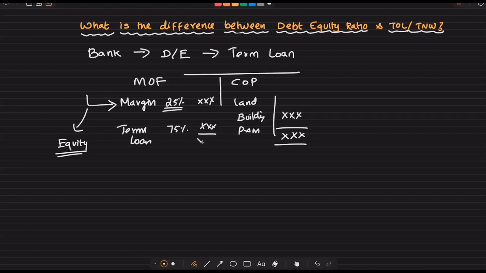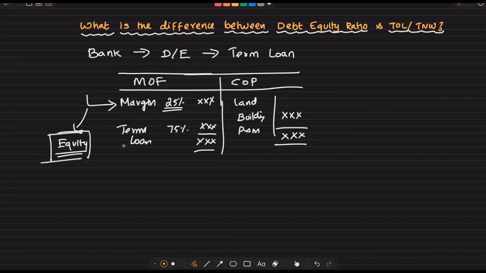So here, by looking at this cost of project means of finance, what we can make out is this project is 25% funded by owners, we call it equity, and the remaining 75% is coming in the form of a loan. Now the debt here is 75%. For understanding purposes, let's say the cost of project is 100, so the term loan is 75 and the margin is 25.